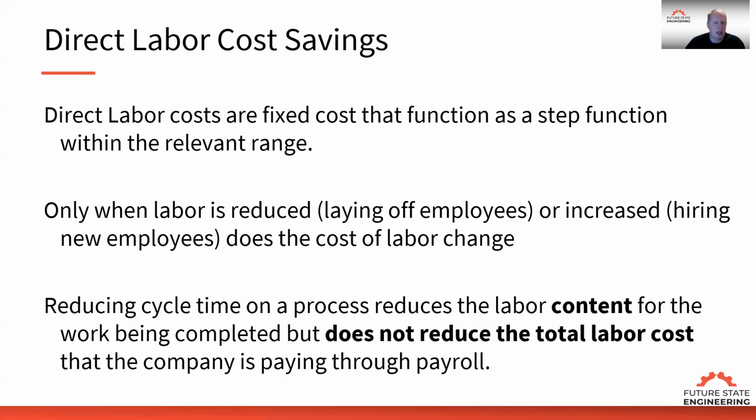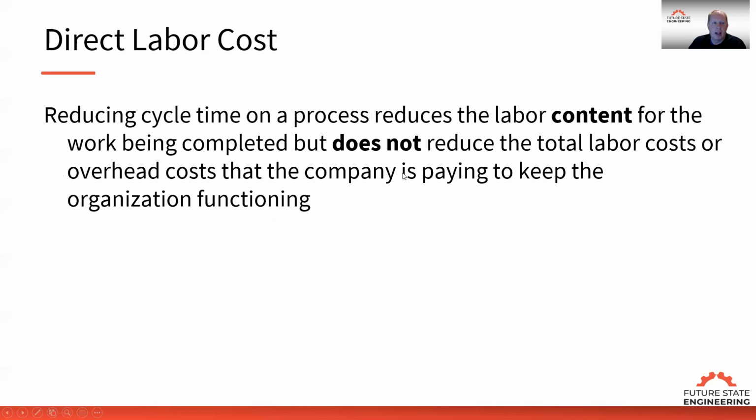So reducing cycle time on a process reduces the labor content for the work being completed, but does not reduce the total labor costs that the company is paying through payroll. This is an important concept to understand. We can reduce the cycle time, but unless we're going to lay off people, there's actually no direct labor savings. What we don't want to do is allocate costs to the product. We're going to look at labor as a total cost to do business for the organization.